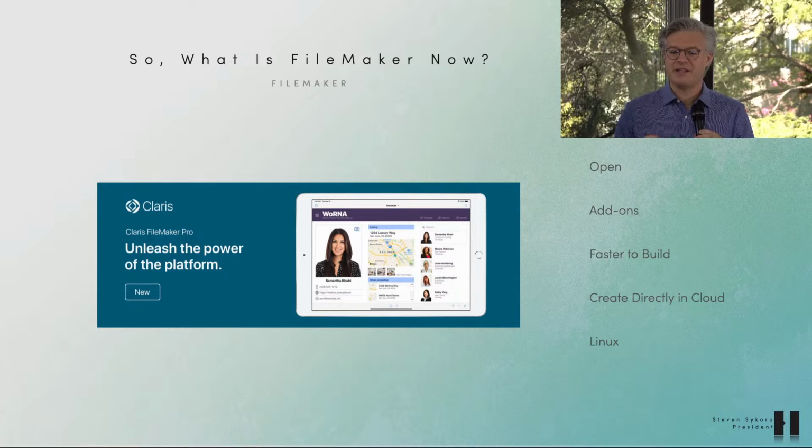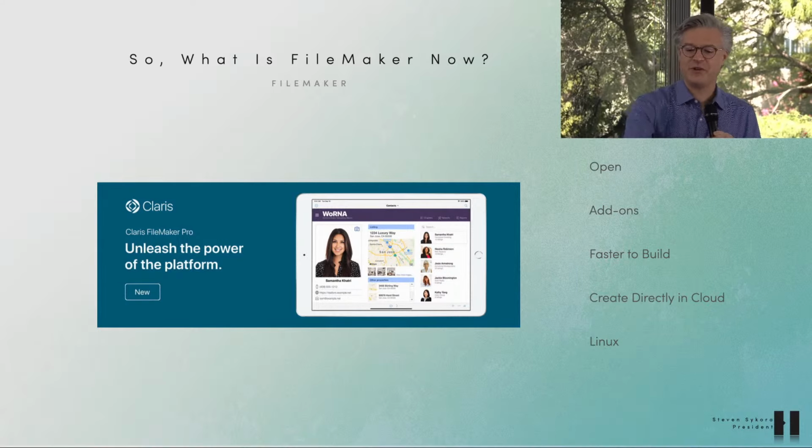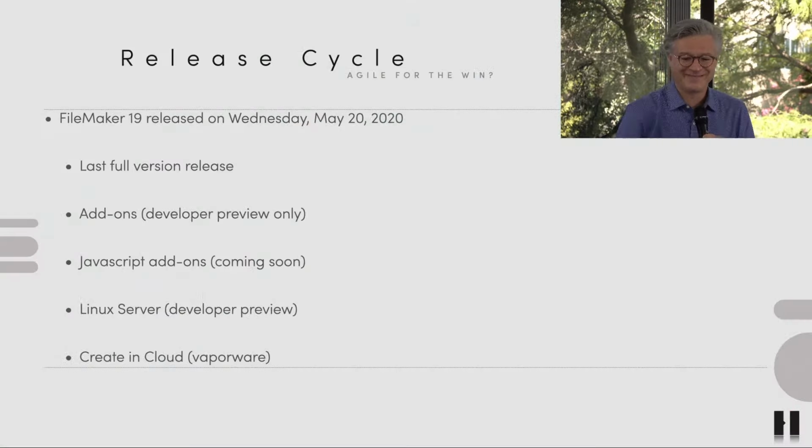I would observe that exactly none of the features described here were available on day one. The closest is the Linux FileMaker Server, which was available as a "don't call us if it breaks" developer preview. So, the title of my slide here talks about it: Claris is moving to an agile model. And I think FileMaker 19 is kind of our first trial by fire into that world.